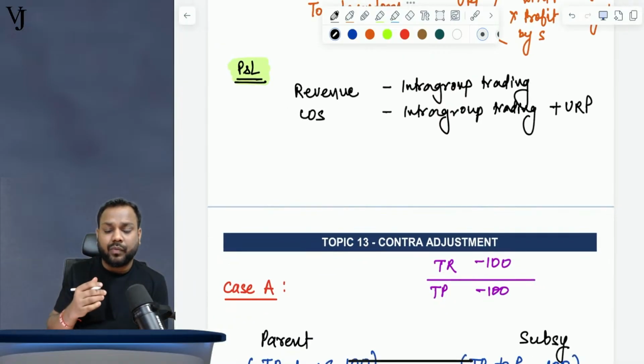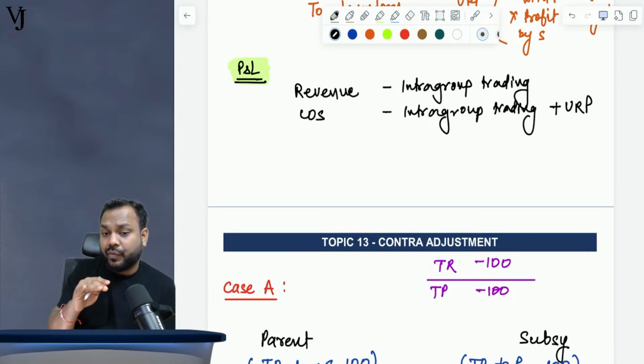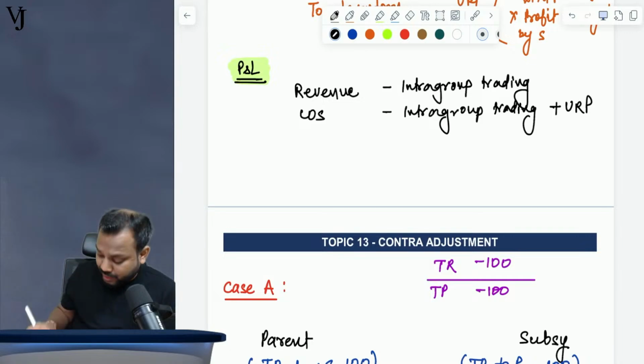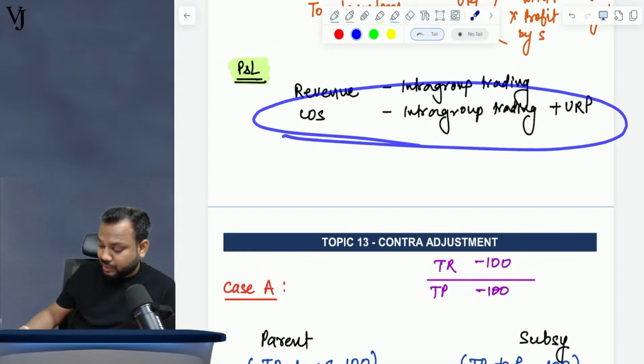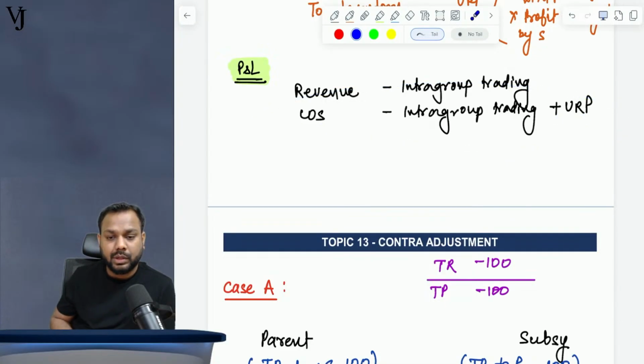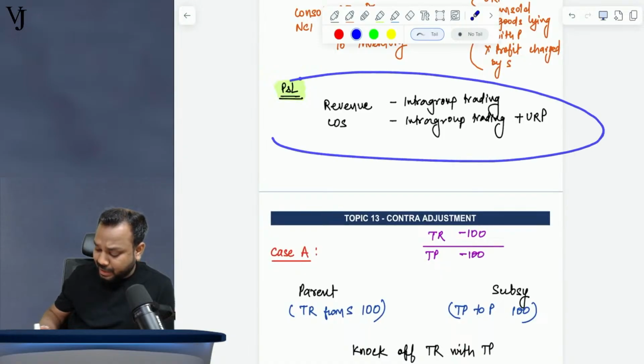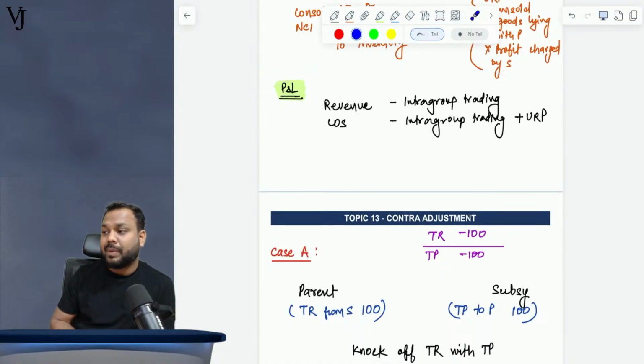Because unrealized profit we have to reverse. We have to reduce the profit. To reduce the profit, we have to increase the cost of sales. That's why we are adding the unrealized profit to the cost of sales. Okay. Now, I believe this is very clear to all of you.